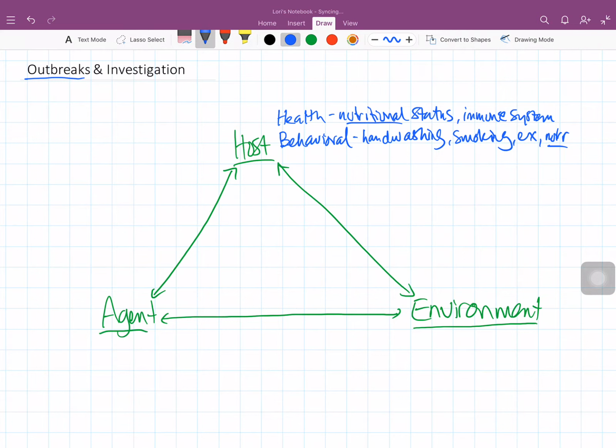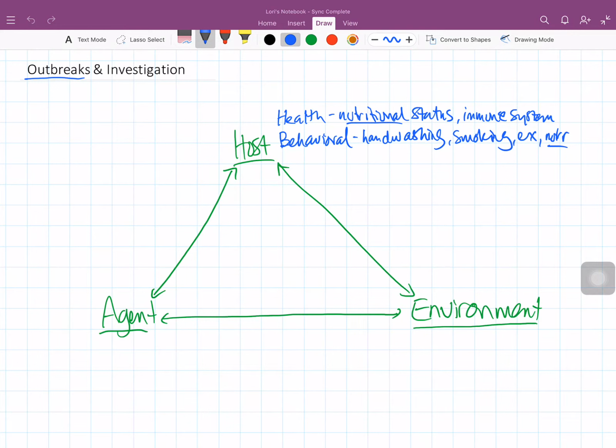So those are some of the host factors that can really impact. If those are factors that are related to a lot of the population, a high percentage of the population, then you'll end up with a population that's much more susceptible.